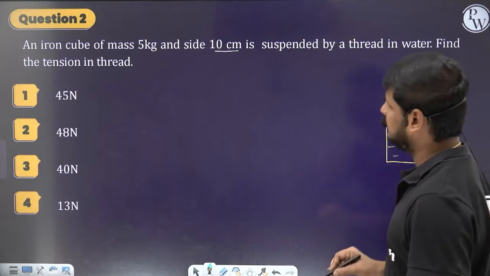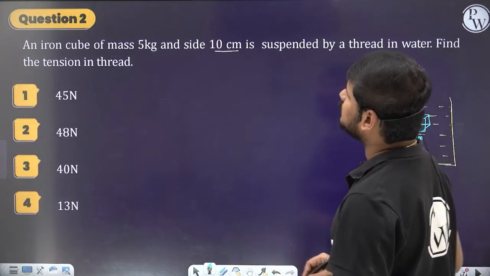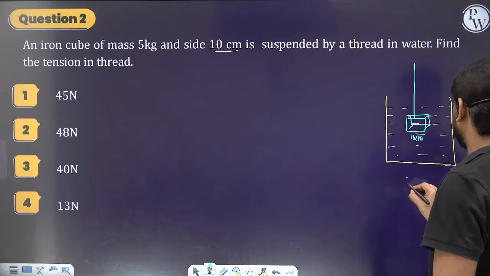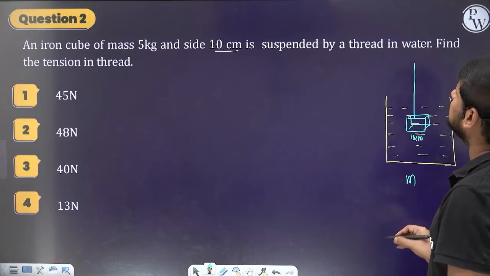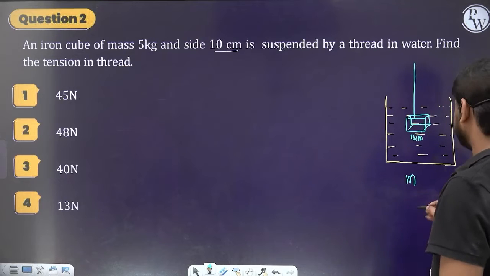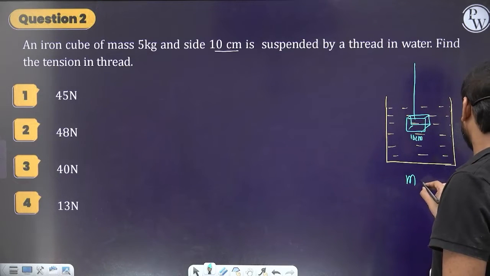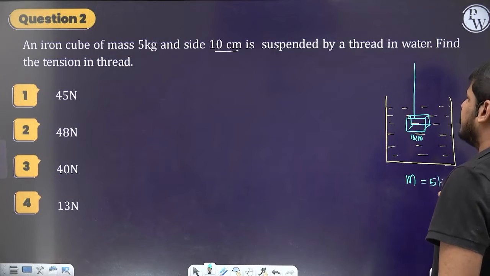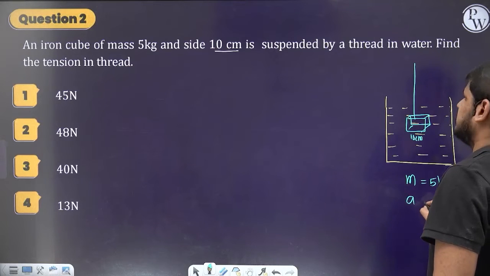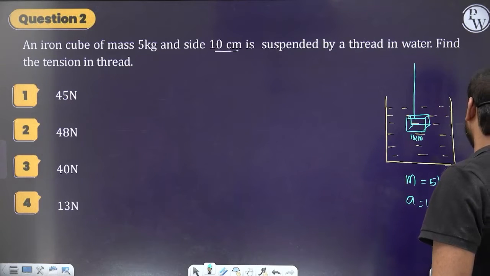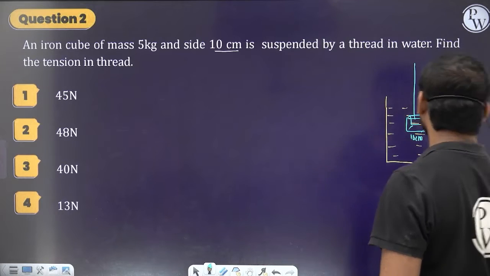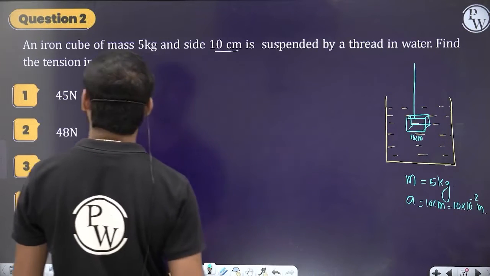Fine. Then the mass of the stone is 5 kg. The mass of the object they said. So let's say the mass m is equal to 5 kg and the side a is equal to 10 centimeters. So convert it to meters. So 10 into 10 to the power minus 2 meters. So they are asking what is the tension.